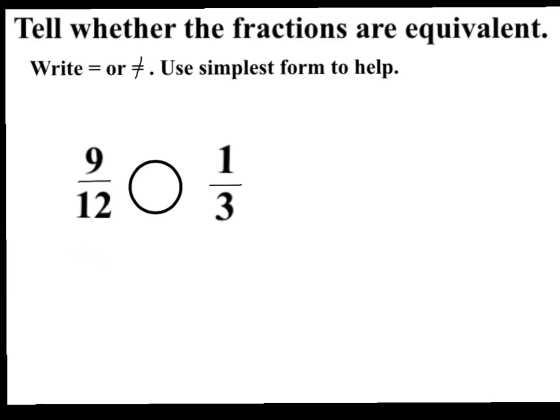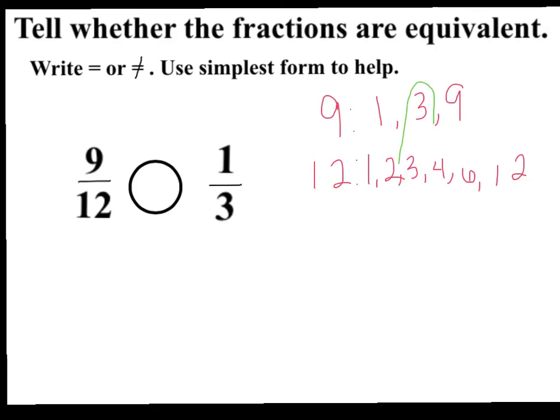Okay, you should have started out with 9/12. Now I need to list the factors of 9 and the factors of 12 and see which ones they have in common that are the greatest. So the factors of 9 are 1 and 9 and 3, because 3 times 3 is 9. My factors of 12 are 1 and 12, 2 and 6, and 3 and 4. Now, I can see that my greatest common factor of 9 and 12 is the number 3.